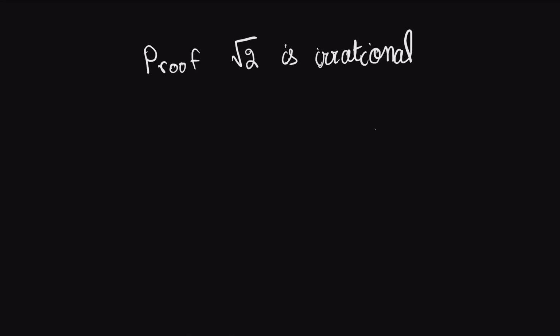Hey guys, welcome back to Maths from my desk, and in today's video we will be proving that the square root of 2 is an irrational number. So first what we're going to do is assume the opposite. This is going to be a proof by contradiction. So let's suppose that the square root of 2 is rational.